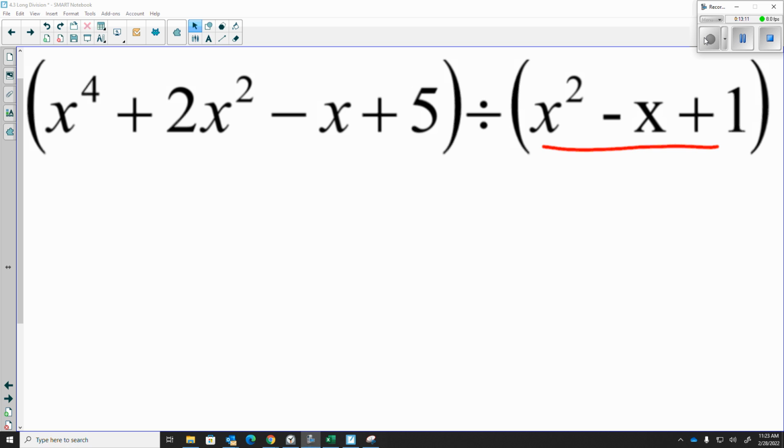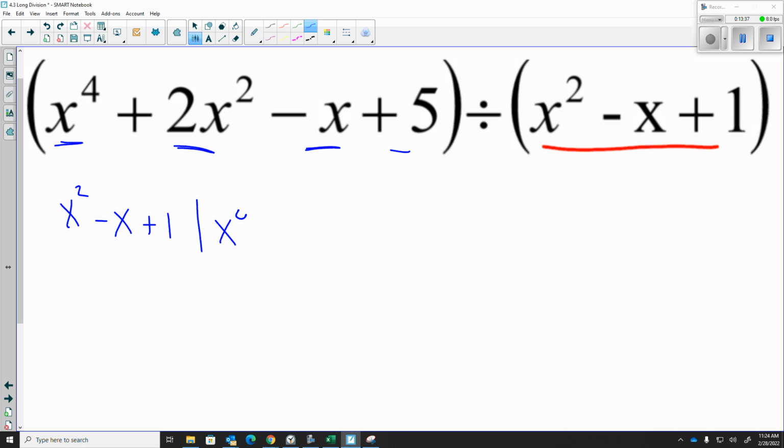So I'm going to set it up. Thing I'm dividing by goes first, so that's x squared minus x plus 1. And now I got to put this in here. But before you do it, are you missing anything? Missing x cubed. You got to ask yourself that first. Okay, I'm missing something. I got to make sure I account for that. So that's 0x cubed plus 2x squared minus x plus 5.